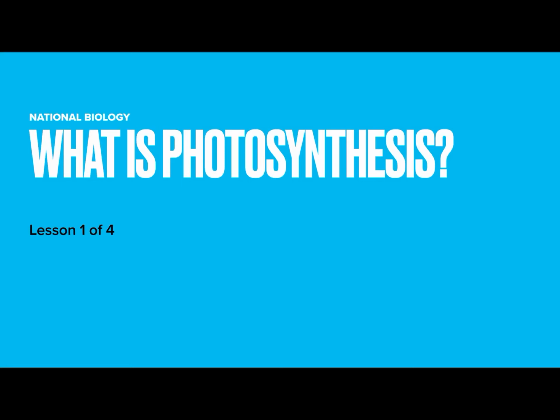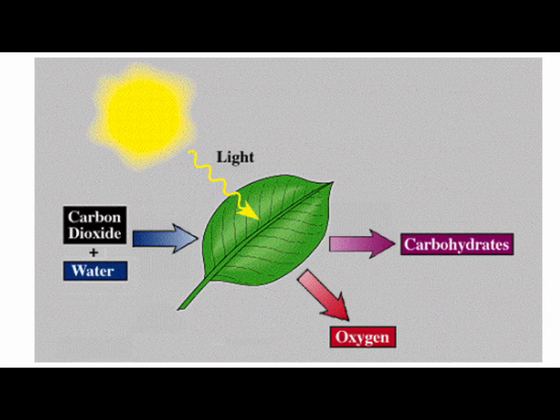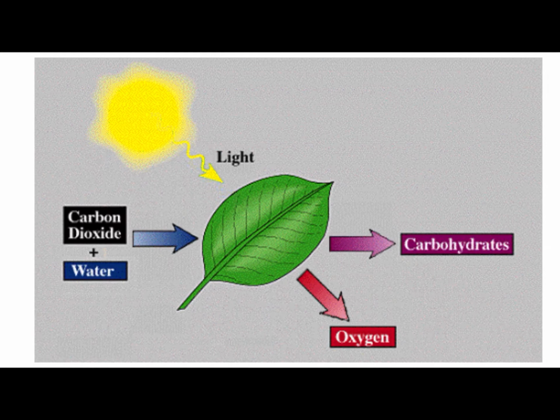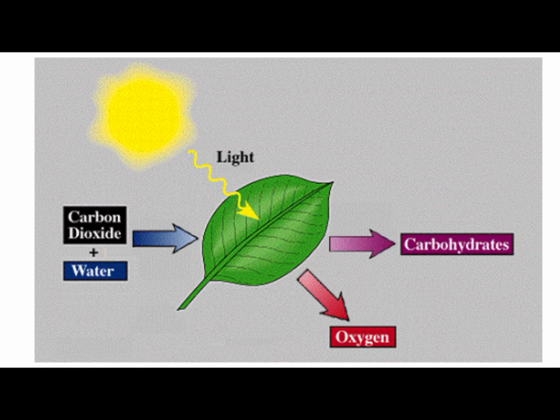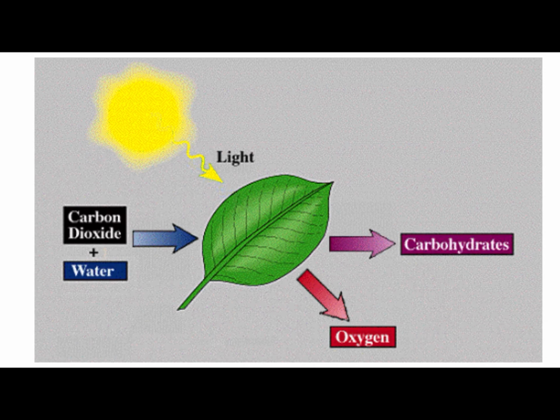So, what is photosynthesis? In this image here, we have a leaf and it's absorbing sunlight, okay? That yellow arrow represents the light energy coming from the sun and it's being absorbed by the leaf. On the left, there are two raw materials that the process of photosynthesis uses. We've got the gas carbon dioxide and we've got water.